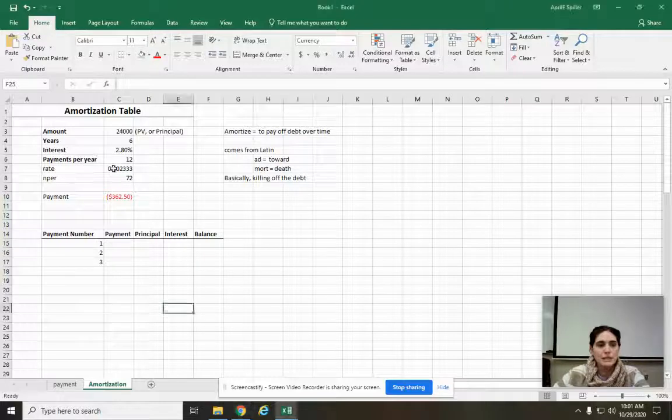This is the rate, so that's interest rate divided by the number of payments per year. This is the number of payments, the number of pay periods, number of periods, whatever. This is the years times the 12 per year, so this is 72.